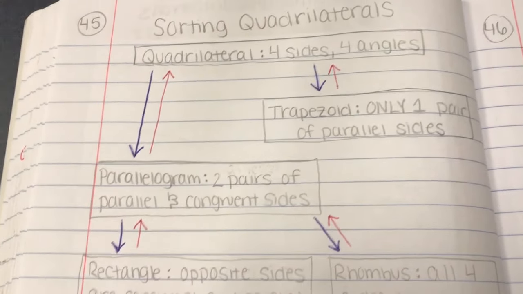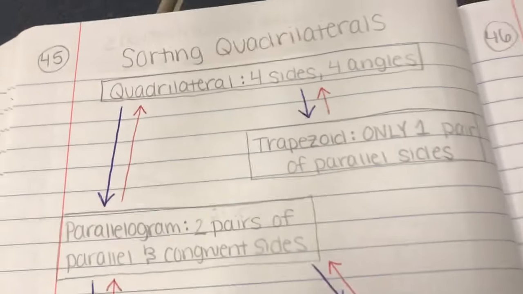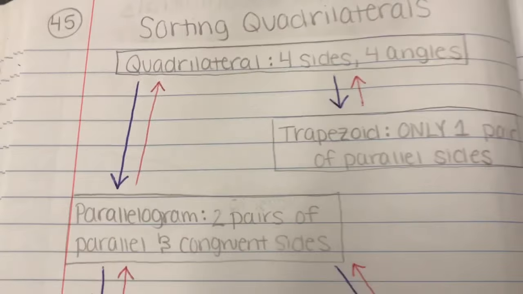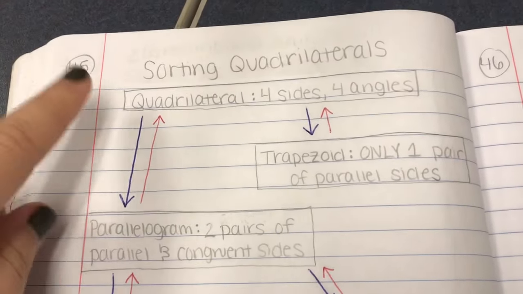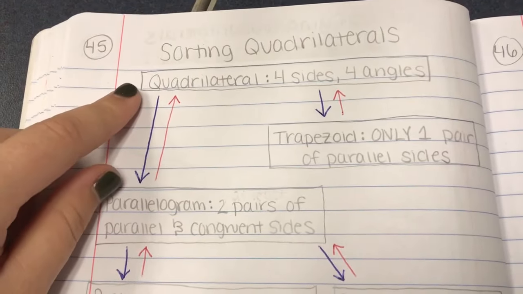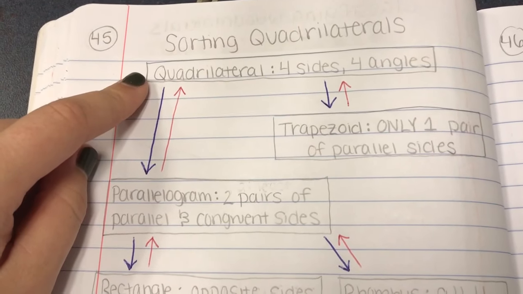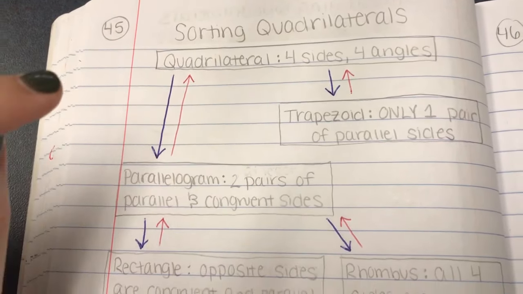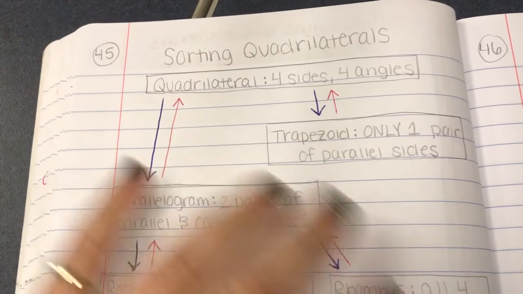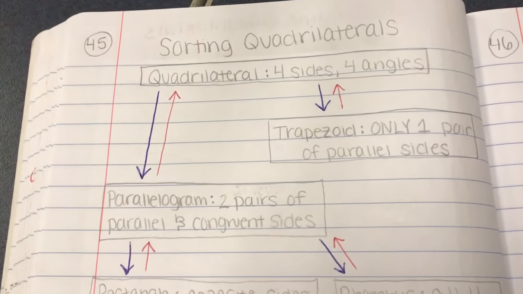Alright, so I just wanted to make a quick video to make sure that the way that these graphic organizers work is understood. So quadrilaterals are the shapes that we're working with right now, and the only two requirements that a quadrilateral needs to have is that it has 4 sides and 4 angles. There are many different types of quadrilaterals.